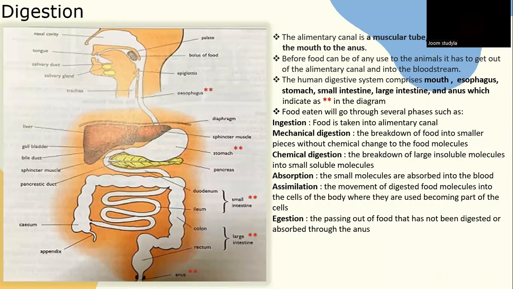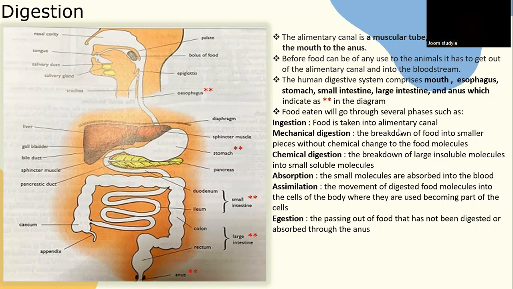And digestion. Let's move on to digestion. So, the alimentary canal is a muscular tube which extends from the mouth to the anus. Before food can be of any use to the animal, it has to get out of the alimentary canal and into the bloodstream. The human digestive system comprises the mouth, esophagus, stomach, small intestine, large intestine, and anus, which are indicated as double asterisk in the diagram. Food eaten will go through several phases, such as ingestion.